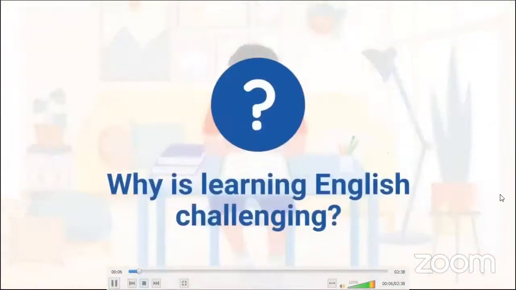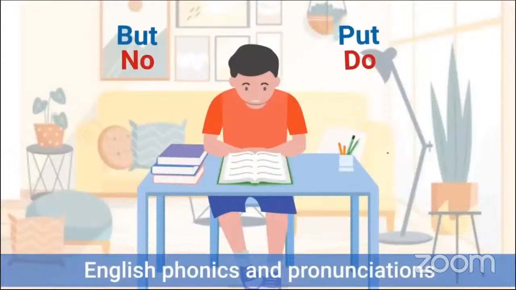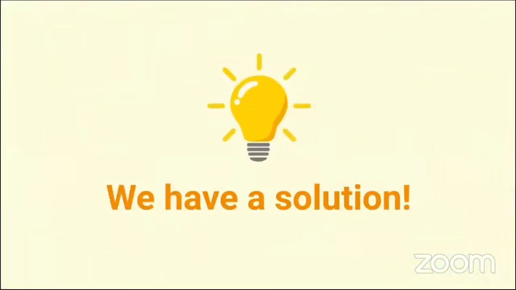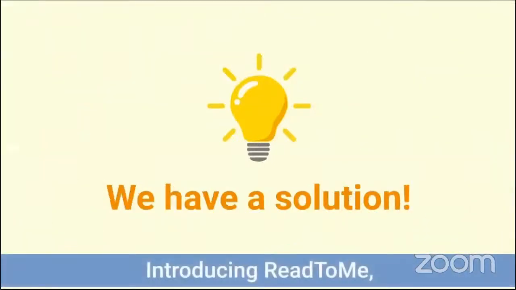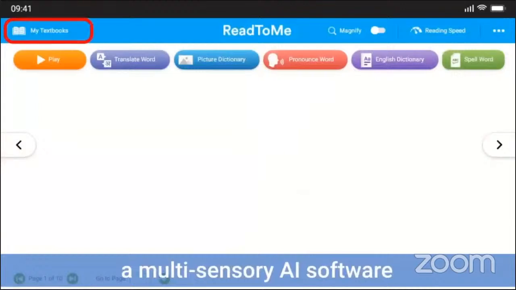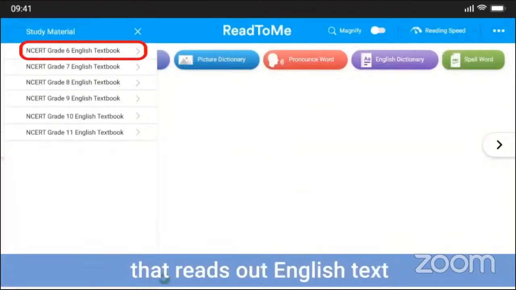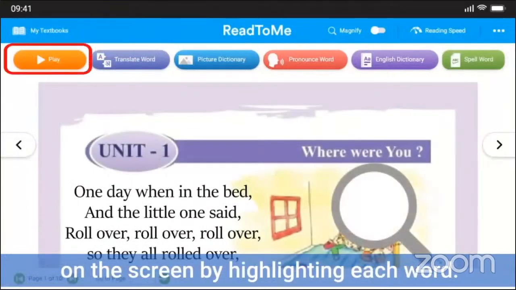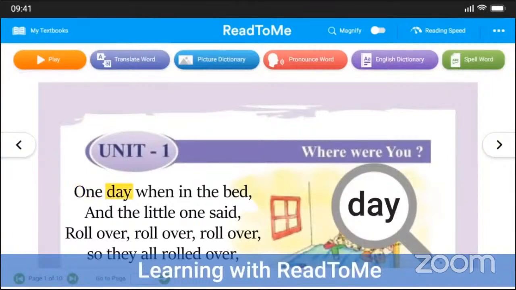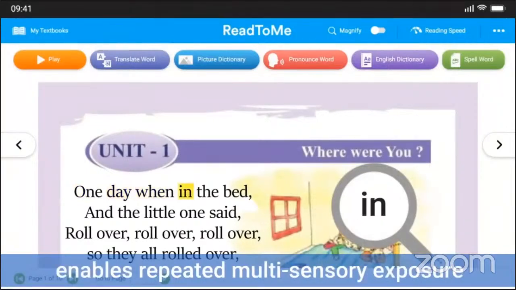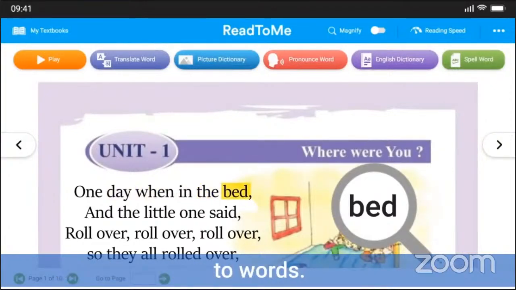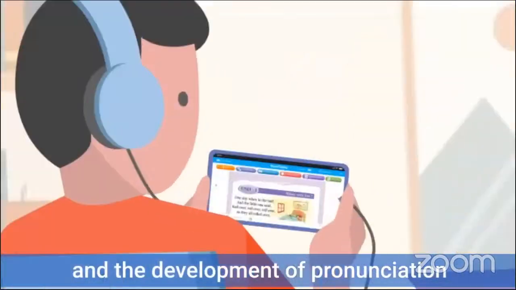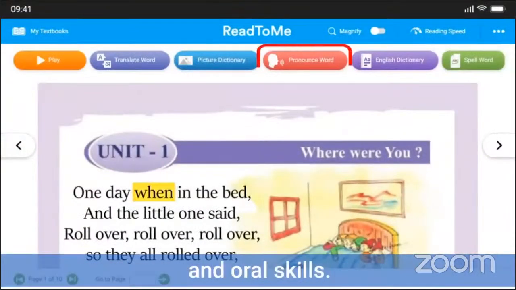Why is learning English challenging? English phonics and pronunciations are very confusing. But we have a solution. Introducing ReadToMe, a multi-sensory AI software that reads out English text on the screen by highlighting each word. Learning with ReadToMe enables repeated multi-sensory exposure to words. This helps in word recognition and the development of pronunciation and oral skills.